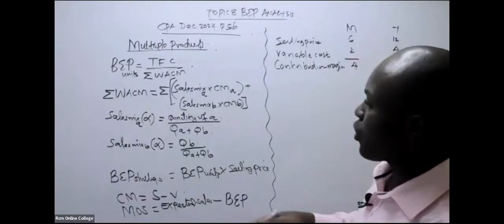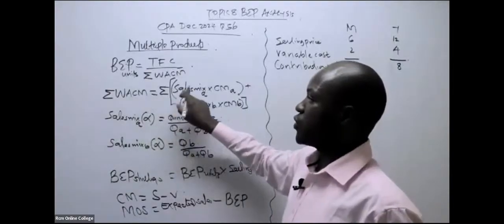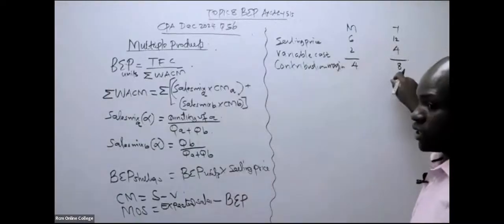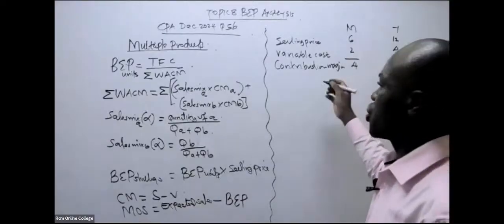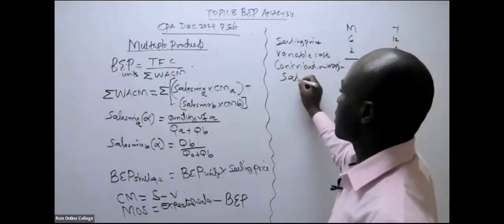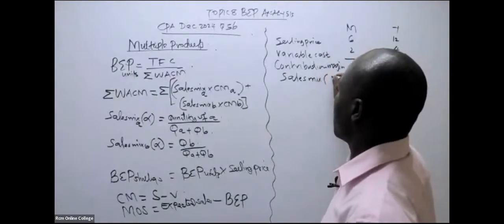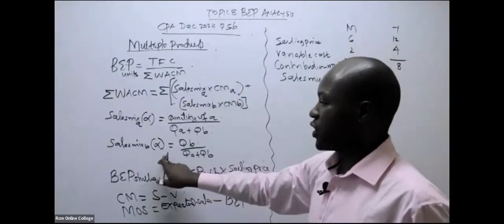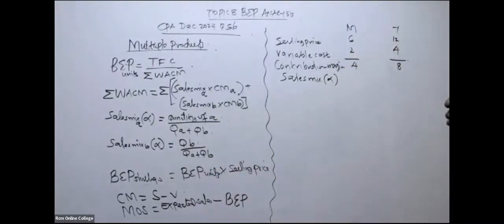What did we say about the summation of weighted average contribution margin? It is equal to sales mix ratio multiplied by contribution margin. So we already have our contribution margin. The only thing that is missing is the sales mix ratio. So let's look at sales mix, or we call it alpha. So how do we get alpha? We have said that sales mix ratio is the expected sales of B divided by the total expected sales in units, right?